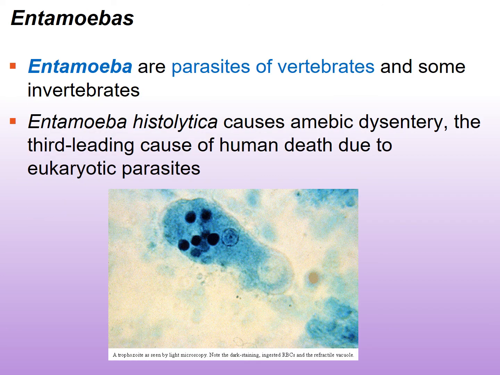Entamoebas, and yet another one, are actually parasites of vertebrates. And some of them are parasites of invertebrates. Entamoeba histolytica causes amoebic dysentery in humans, and it's actually apparently the third leading cause of death due to specifically eukaryotic parasites.